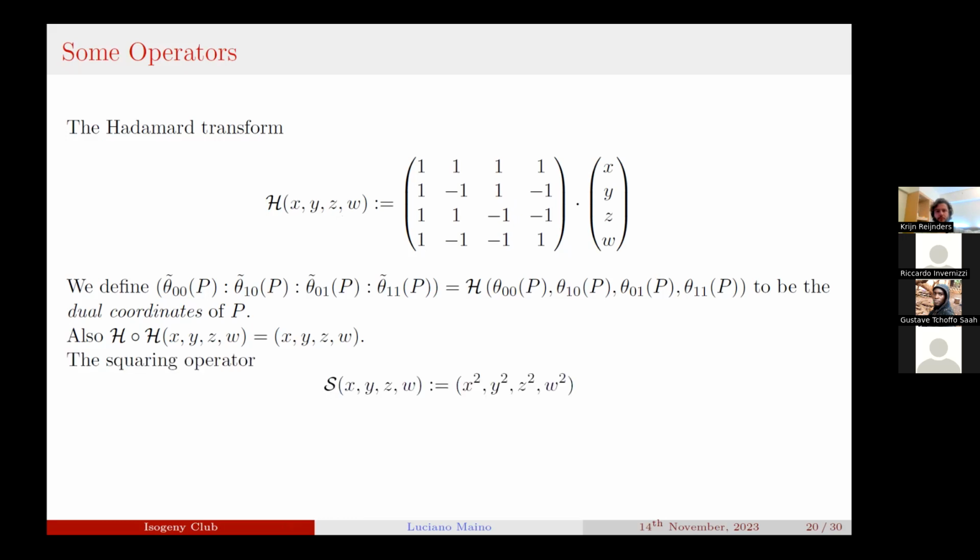Then we need to remember another operator, the squaring operator, where you take a vector with 4 elements and then you square each element. So you are just squaring x, y, z, and w. And then the last operator is the star operator, which describes a component-wise multiplication between 2 vectors. So now we just need these 3 operators, these 3 ingredients, and then we are able to describe the entire isogeny formula.